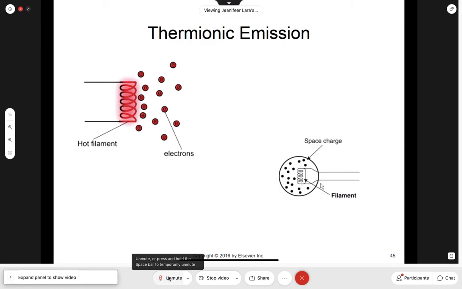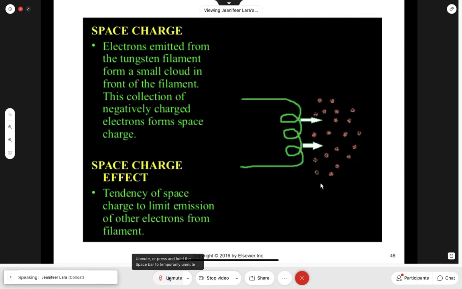Does everyone understand what thermionic emission is? Does everyone understand what the purpose of the filament is? Does everyone understand what the purpose of the focusing cup is? The focusing cup is to hold these electrons from flying away from each other by applying a force. Now, this is a slide that I found. We don't have this, so make sure that you get the information.